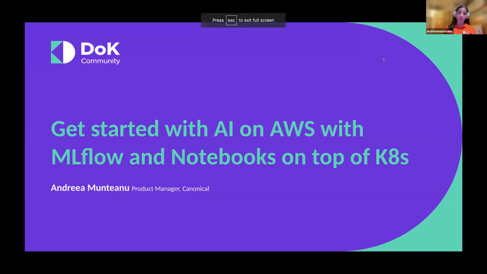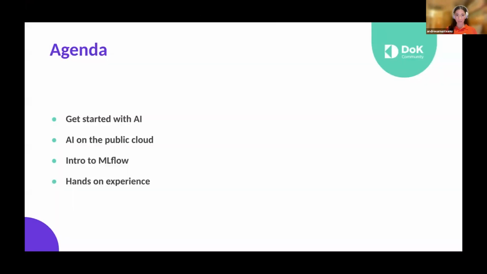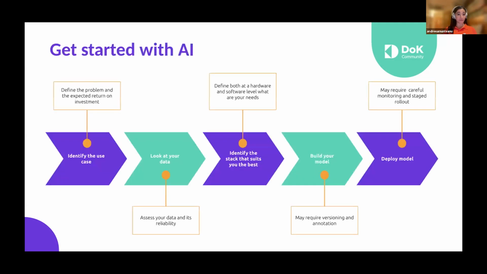Today, I'll be talking about how to get started with AI on AWS with MLFlow and Notebooks on top of Kubernetes, as Hugh already said. Why AWS? Well, because it has all the compute power that you might need. MLFlow and Notebooks are easily accessible, and on top of K8s, because in Canonical, we do love cloud-native applications. So shortly, we'll talk a bit about AI, then AI on the public cloud, and then we will move towards an intro to MLFlow, and finally, a hands-on experience, which I hope it will be fun. At the end of it, I'll share all the links as well, so you can have fun even afterwards.